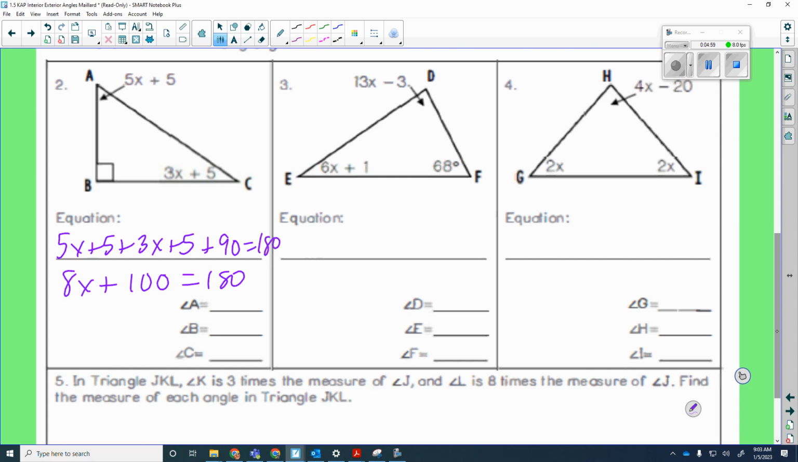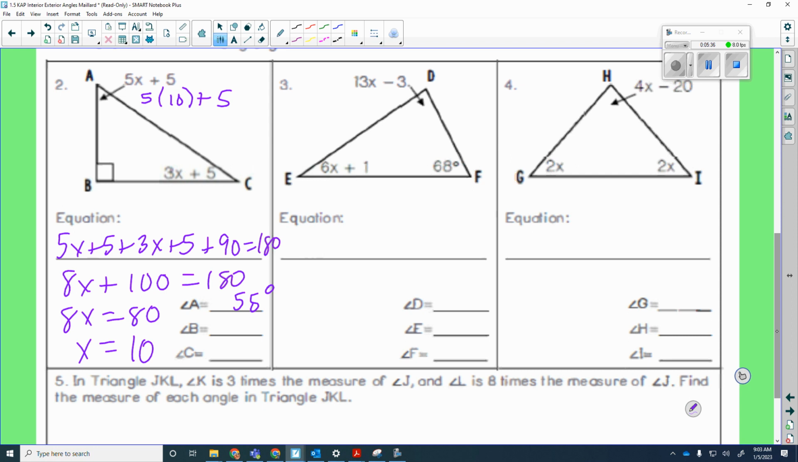Now what? Subtract 100. Then what? Divide by 8. So x equals 10. But are we done? No, because it wants to know angle A, angle B, and angle C. Angle A means we have to come up here and plug in. So 5 times 10, 50 plus 5, 55 degrees. Don't forget your degrees. Angle B.